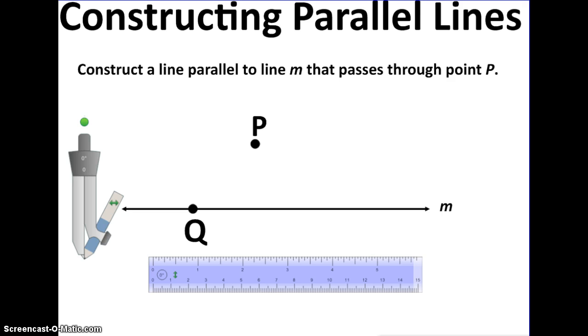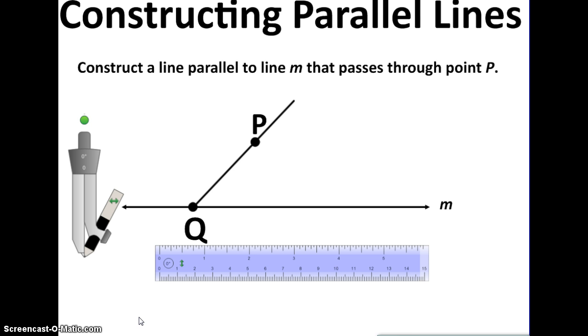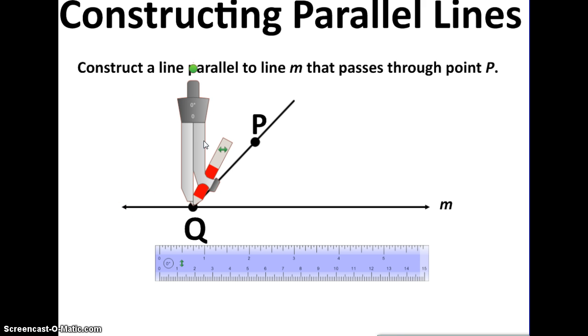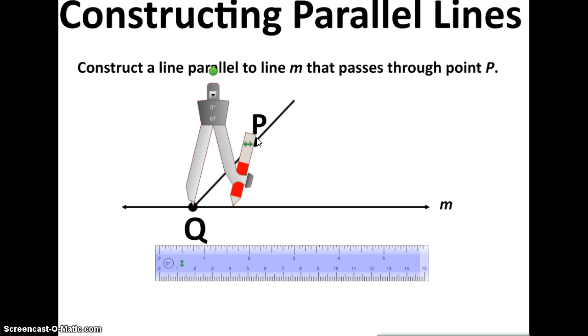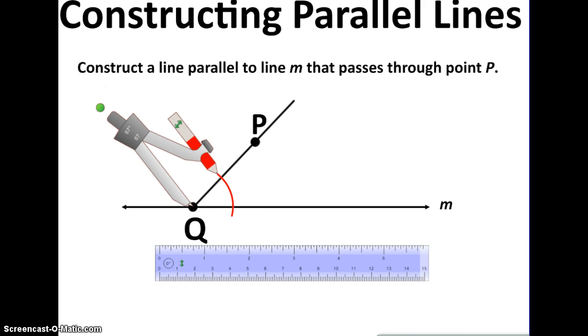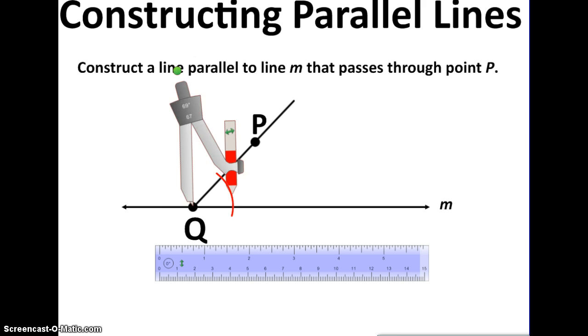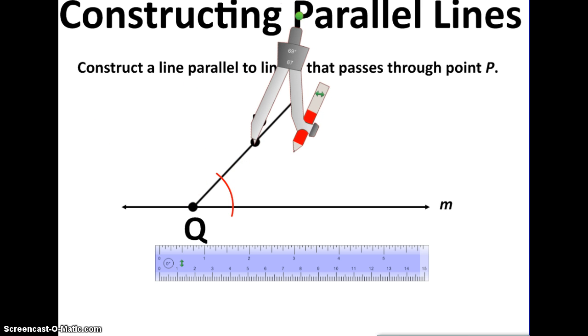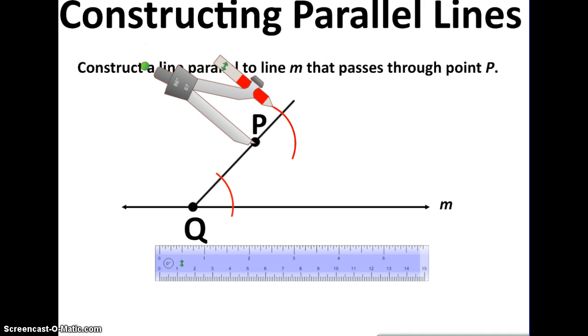Alright, so before we get started on the actual proving part, we need to be able to construct a line that's parallel to M but goes through point P. First, you need to connect point Q to point P. Here I have used my ruler to construct the line QP. Now we are going to copy this angle Q onto point P. So create an arc at point Q and do the same thing from point P.